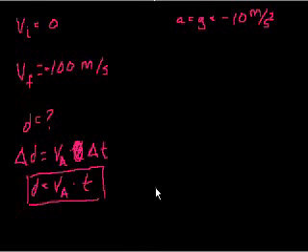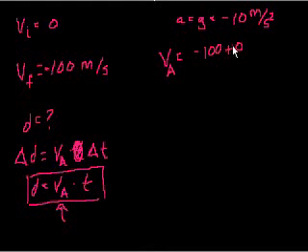And so let's see what we can figure out. Can we figure out the average velocity? Well, the average velocity is just the average of the initial velocity and the final velocity. So the average velocity is just equal to the average of these two numbers. So minus 100 plus 0 over 2. I'm just averaging the numbers. Equals minus 50 meters per second. So we were able to figure that out.